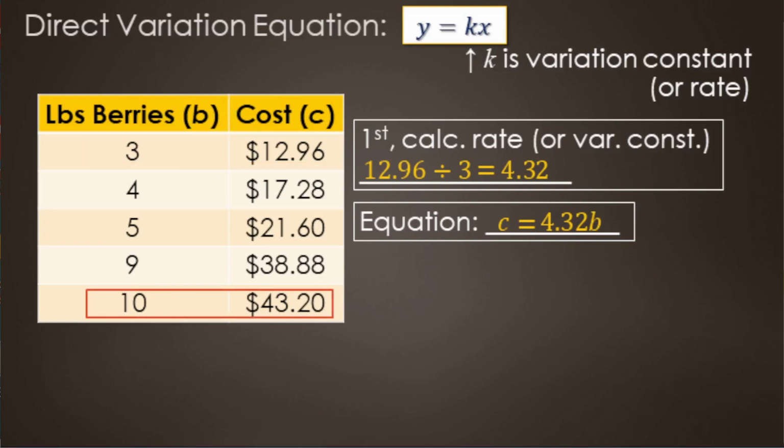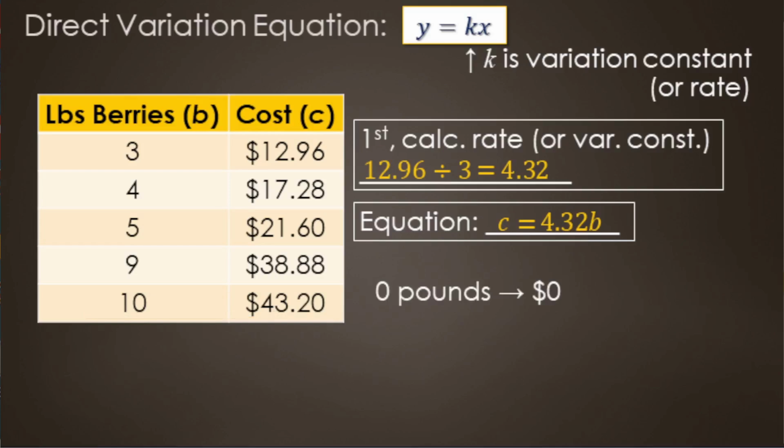Now, another really easy one to use would have been the 10, right? So to find our rate, our 432, we're just going to do 4320 divided by 10. Well, anytime you divide by 10, you just kind of move a decimal place over. So that would have been 4.32. Well, 4.32, there we go.